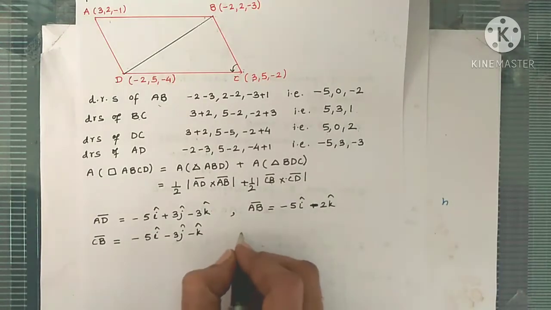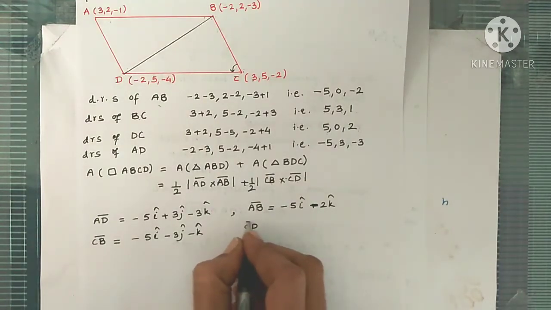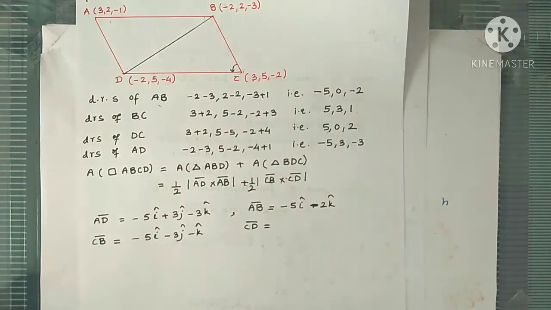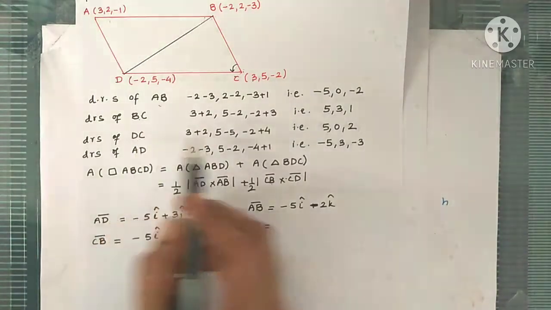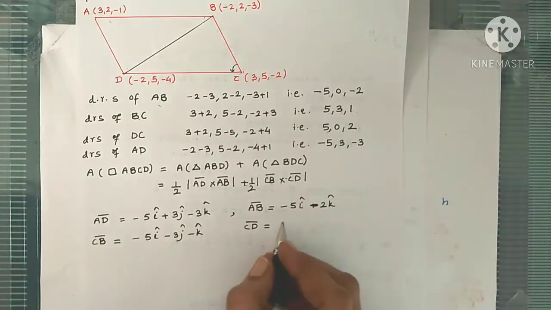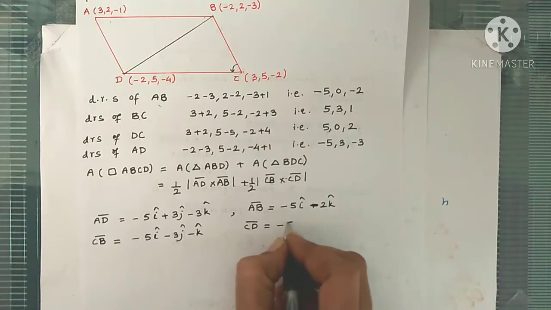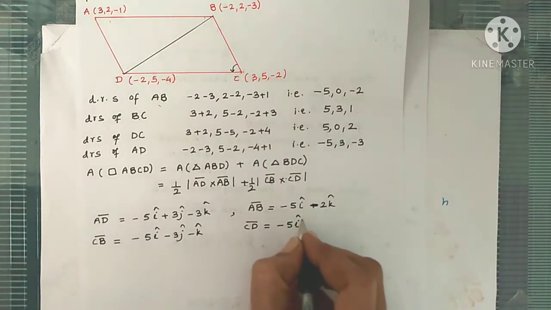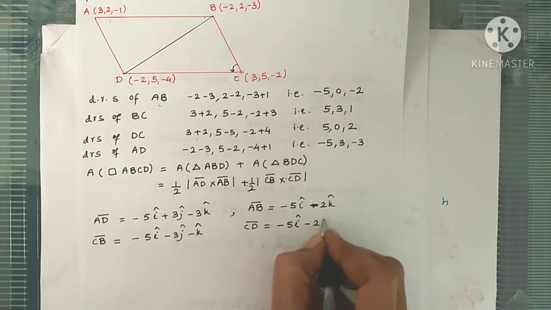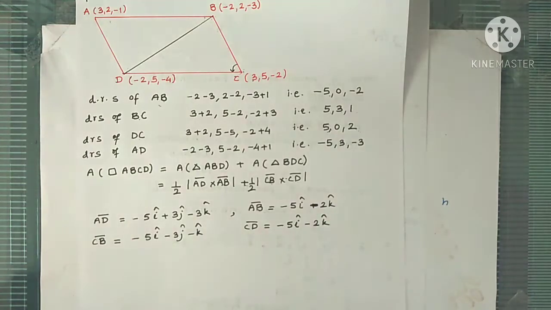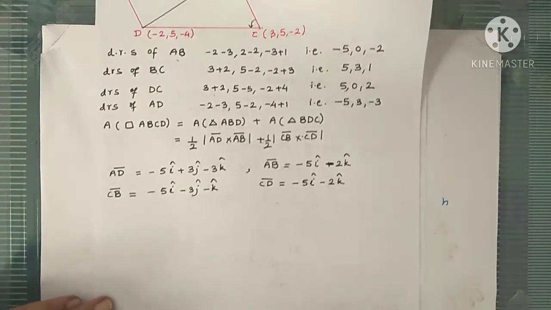Next one is CD bar. CD bar is negative of DC bar. We have DC bar here, 5, 0, 2. So CD bar is minus 5 i cap and minus 2 k cap. The in-between term is 0 here, so the term in j cap is absent. Okay, so we have all the vectors now.